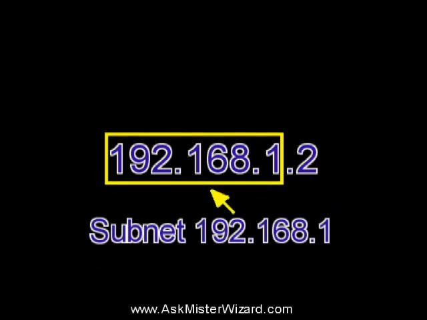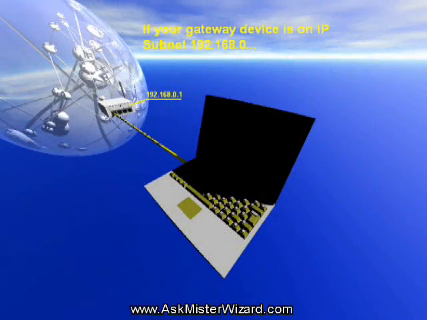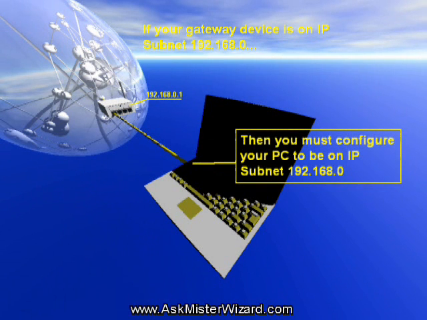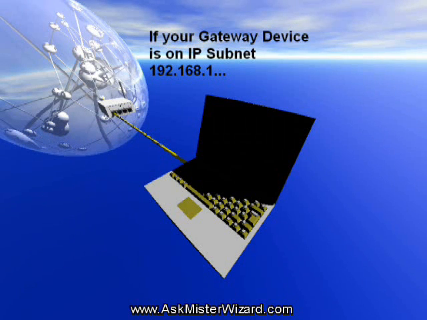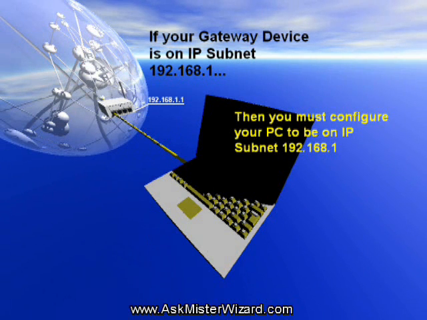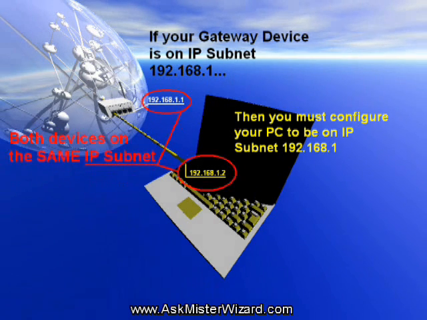192.168.0 or 192.168.1. If your gateway device is on subnet 192.168.0, then you must configure your PC to be on subnet 192.168.0. And conversely, if the new gateway device is on subnet 192.168.1, then you must configure your PC for subnet 192.168.1, etc.